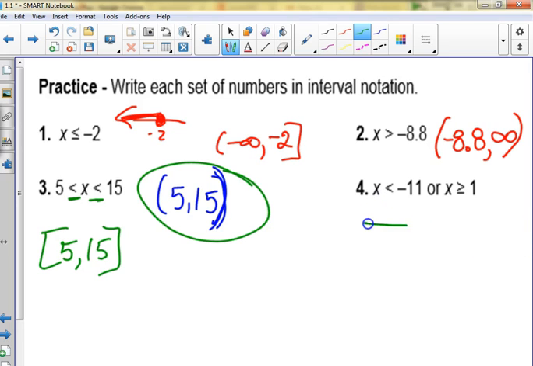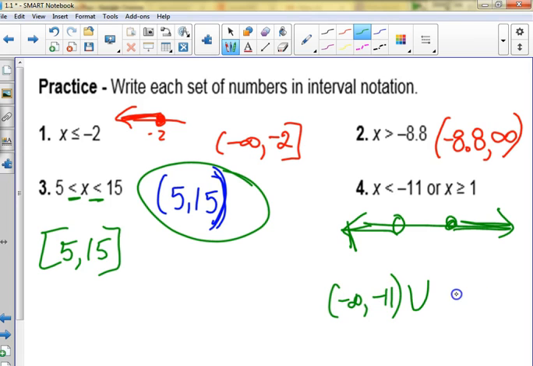All right, this helps me if I think about the number line. This is open circle going this way, solid circle going this way. Remember these? Got to use a U. Okay, how do you describe this left one? Good.